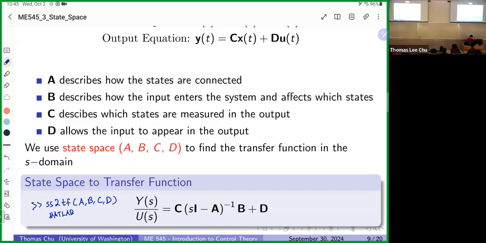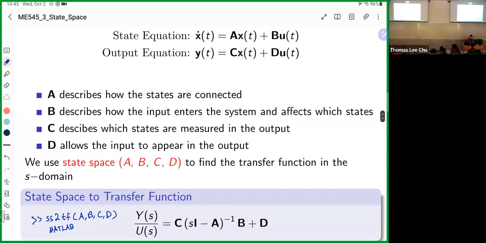Any questions? And we'll go over an example on how to find the A, B, C, and D matrices next.